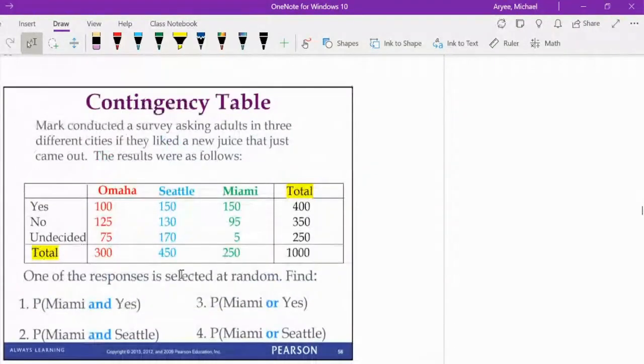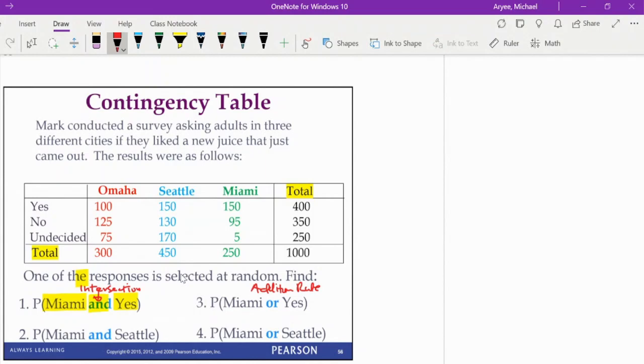All right, let's look at some more examples. In this example, one response is selected at random. Find the probability of Miami and yes. So "and" always means the intersection. And means intersect, the intersection of something. Or means addition rule.